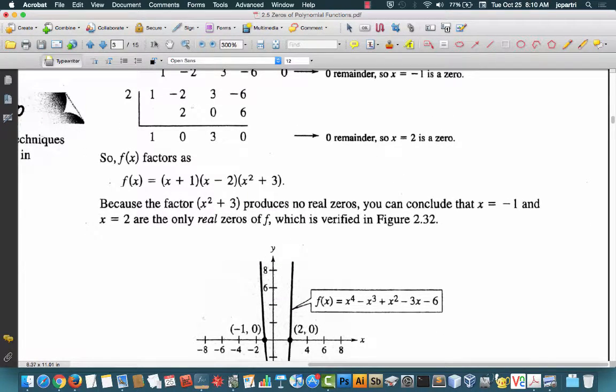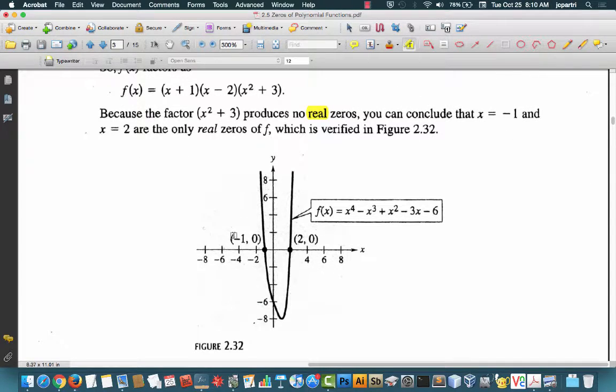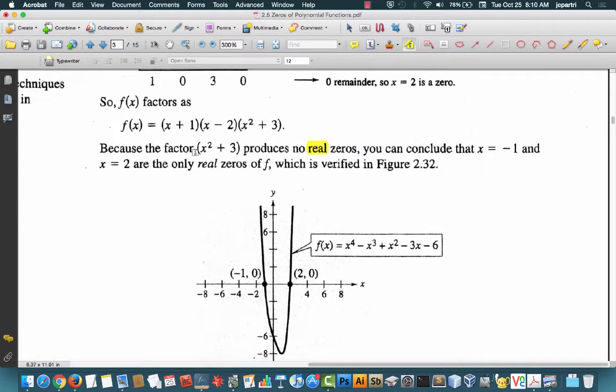Because the factor x squared plus 3 produces no real zeros, they're imaginary numbers it turns out, you can conclude that x equals -1 and x equals 2 are the only real zeros of f, which is verified in the following figure. In other words, those are the two places on the x-axis where the function hits the x-axis. The other values, the imaginary values, which actually turn out to be plus and minus i square root of 3, can't be graphed like that.